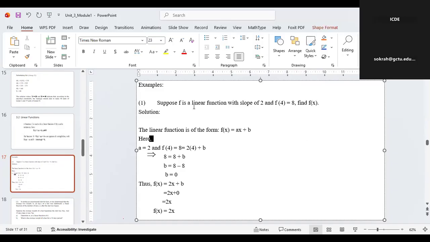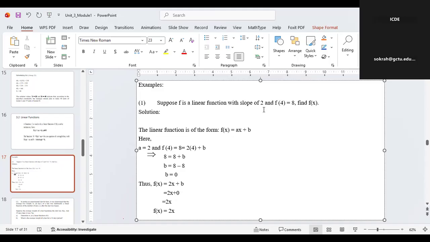Once you see that the question clearly states that it is a linear function, you have to write the formula for a linear function down. So the linear function is of the form f of x equals ax plus b, where b is a constant. It doesn't change once it is linear. So it's of the form ax plus b.